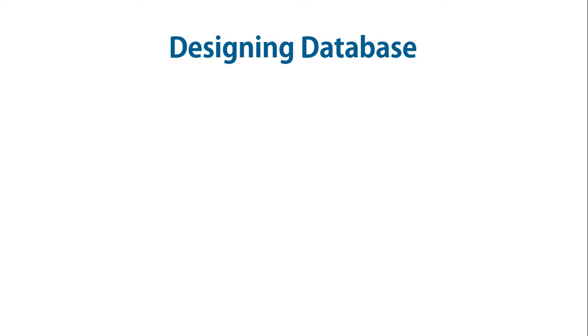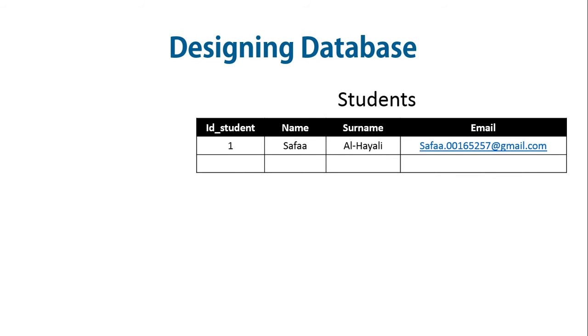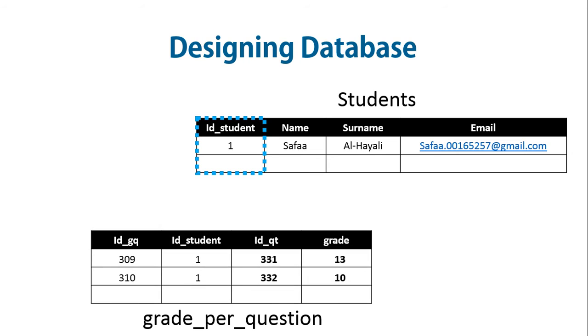Now, we need to determine the relationships between the tables. First, we have the table students that holds a piece of information, ID student, required in the table grade per question. Each student can have many graded questions, but each entity in grade per question can refer to only a single student. Therefore, the relationship from students to grade per question is one to many.